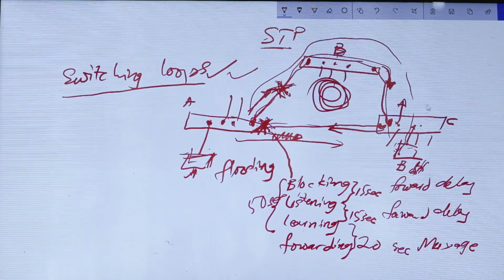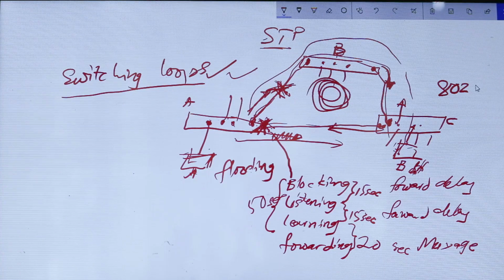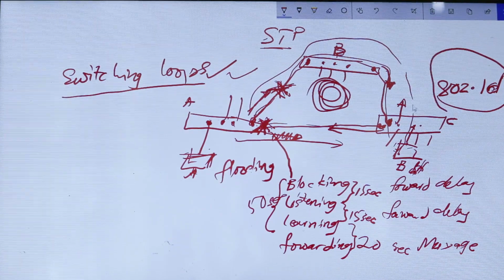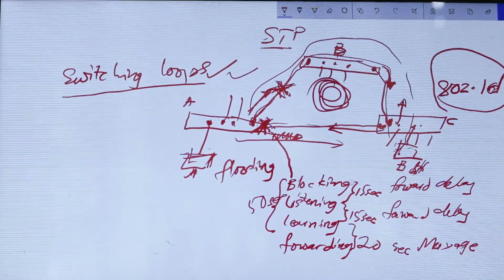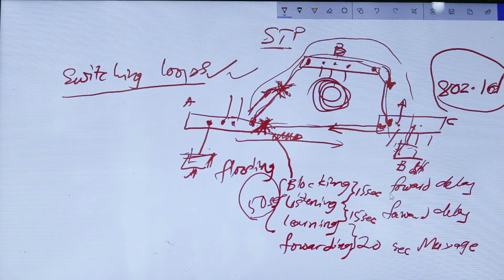This standard of STP is called 802.1D. It's a standard. In this standard, STP will take 50 seconds to release a port from the blocking state to the forwarding state. Is that not beautiful? It is. But there is more to it.